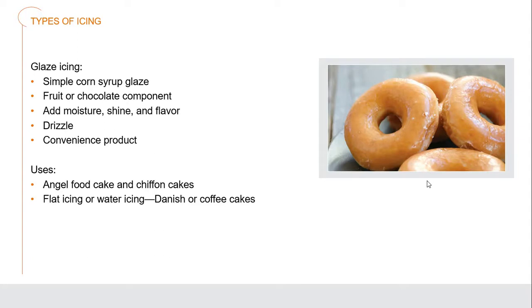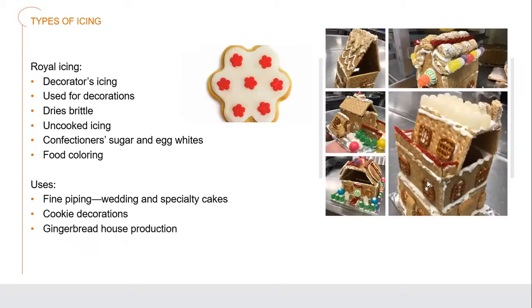You would generally drizzle this over the top of things. If it's on a donut like this, you can dip it in there as well, but you want there just to be a thin layer over the top. This isn't something where we're putting copious amounts and expecting copious amounts to hold onto it. So this is very often used on the donuts that we can see in the picture there, but also angel food cake and chiffon cakes, and then flat icing or water icing can be used on Danish and coffee cakes as well.